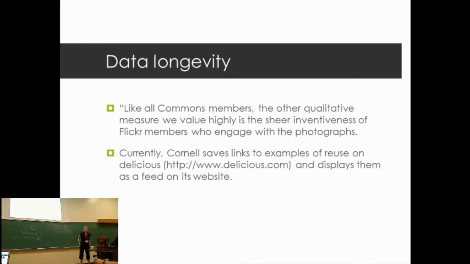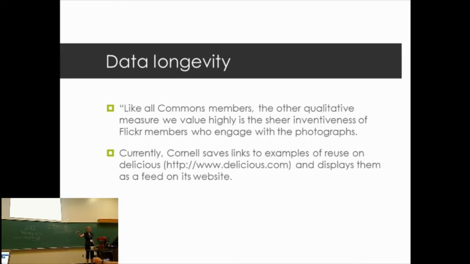And the other thing is, I wanted to bring up this last point about data longevity. They say, like all Flickr Commons members, the other qualitative measure we value highly is the sheer inventiveness of Flickr members who engage with the photographs. What are the metrics for inventiveness? Are they available through the data that we can collect through the Flickr API or not? Currently, Cornell saves links to examples of reuse on Delicious and displays them as a feed on its website. So there are other places where these are being collected, other platforms.